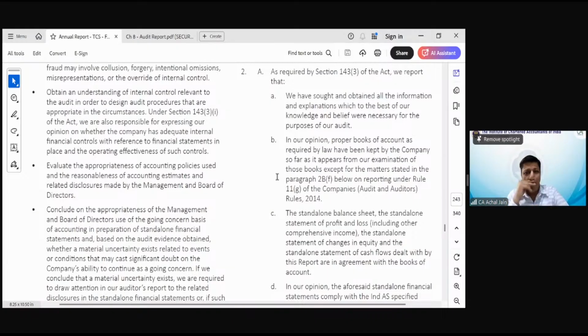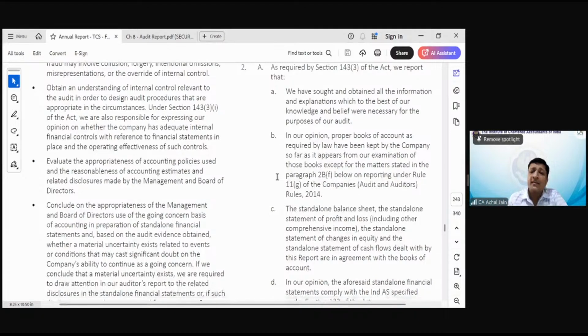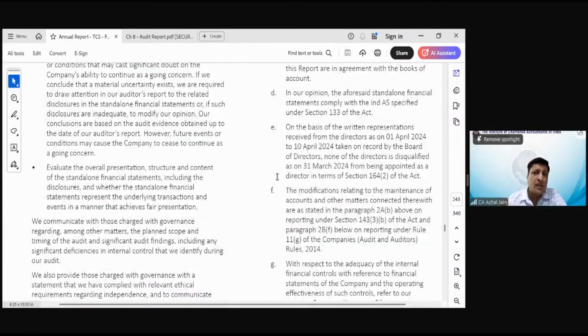Next, the standalone balance sheet, P&L and cash flow dealt with by the report are in agreement with the books of accounts. The auditor is required to comment upon this. Further, as per section 164 subsection 2, the auditor is required to obtain written representation from the directors. He is saying we have obtained it, and none of the directors is disqualified as on the reporting date.